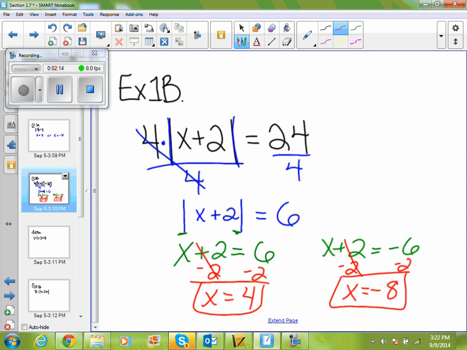No, only the things outside the absolute value bars go negative, Nikki. So only the 6 goes negative because it's outside of the absolute value bars.